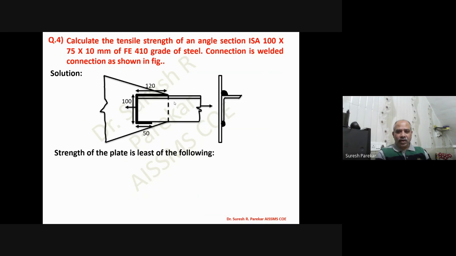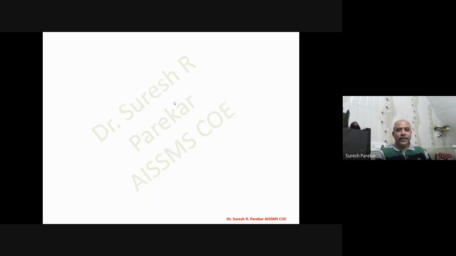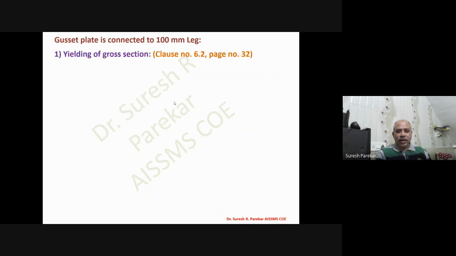If we talk about the cross section, then the strength of the plate is the least of the following. We have yielding of cross section, rupture at critical section and block shear strength. Generally, block shear strength will not be asked when we have a welded section, but I can show you. In examinations, preferably when we have a welded connection, we have yielding of cross section and rupture at critical section, because direct detail for a clause for welded section is not given. Now the gusset plate is connected to the 100 mm leg.